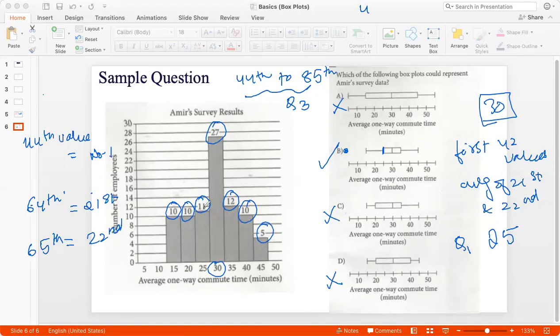10, 20, 31, 31 plus 27. 31 plus 27 is 58. 58 plus 12 is 70. So 35 is the 64th and 65th. So 35 has to be Q3, which is also true here, right? So here I didn't have to find Q3 because Q1 alone gave me the answer. But in case Q1 doesn't, then you will have to find Q3 as well.